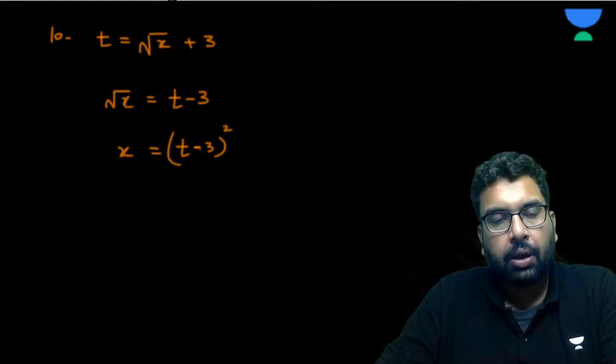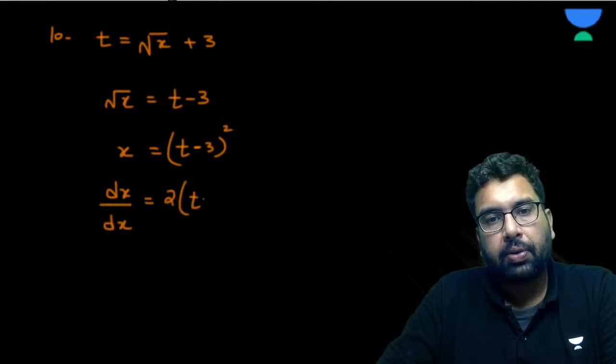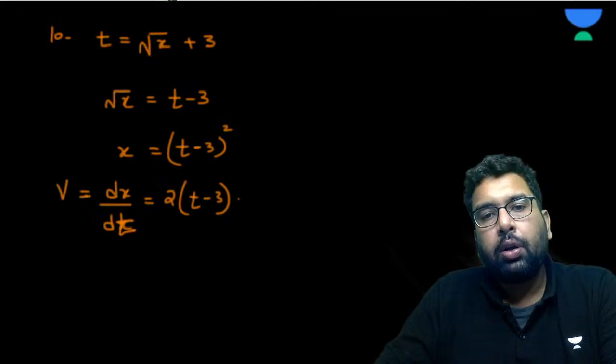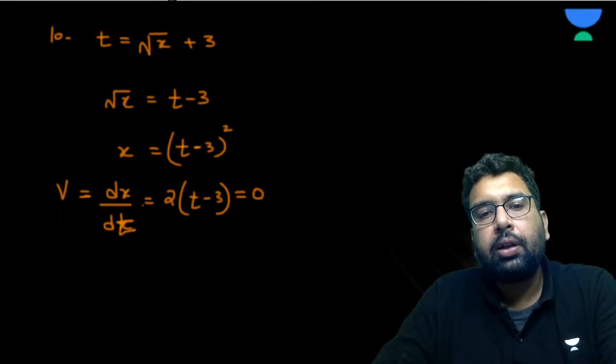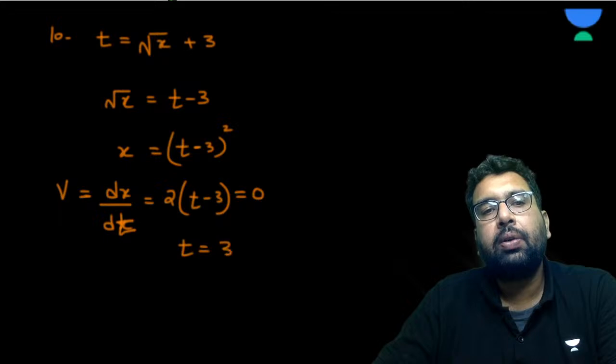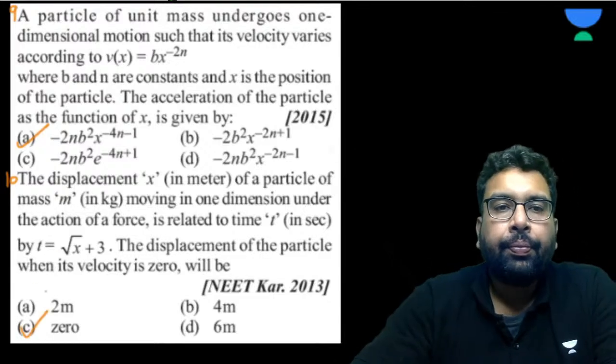Now we can write dx by dt equal to 2 times t minus 3, and the derivative of the inner term is 1. So this is your dx by dt; when I differentiate with respect to time, that is the velocity. They are asking what the displacement is when velocity is 0. If I place it equal to 0, I will get t equal to 3. So what will be the displacement at t equal to 3? We have x equal to t minus 3 whole squared, so at t equal to 3 the displacement is going to become 0 only. Please answer me, guys.